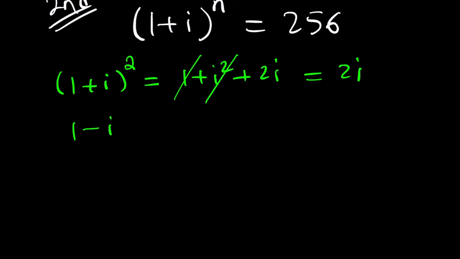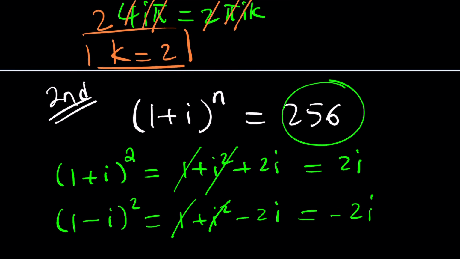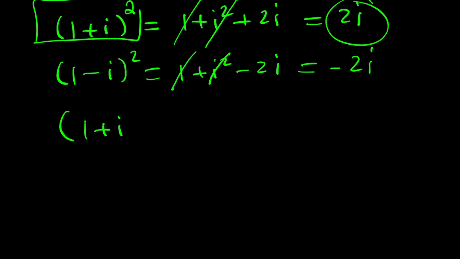And if you take 1 minus i to the second power, you get 1 plus i squared minus 2i. i squared is -1 again. Oopsies, I forgot to say that at the beginning, but I already said it now. That's -2i. So why is this important? Because look at this. 256 is an integer. Powers of i can be turned into integers, and I have the same base. So the idea is then, okay, fine, 1 plus i to the second power is 2i.